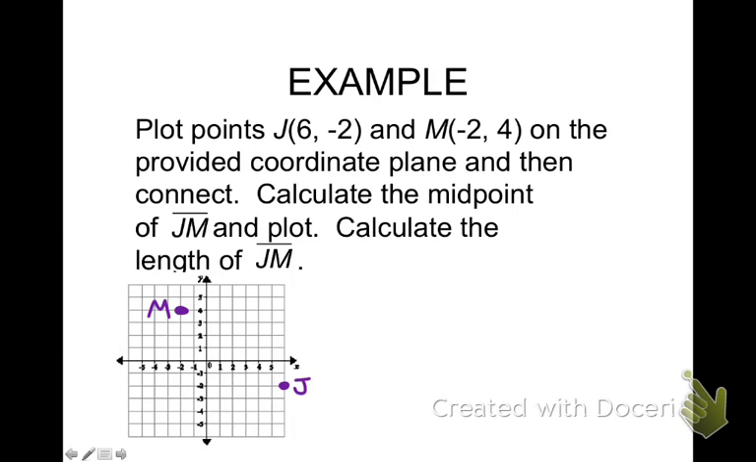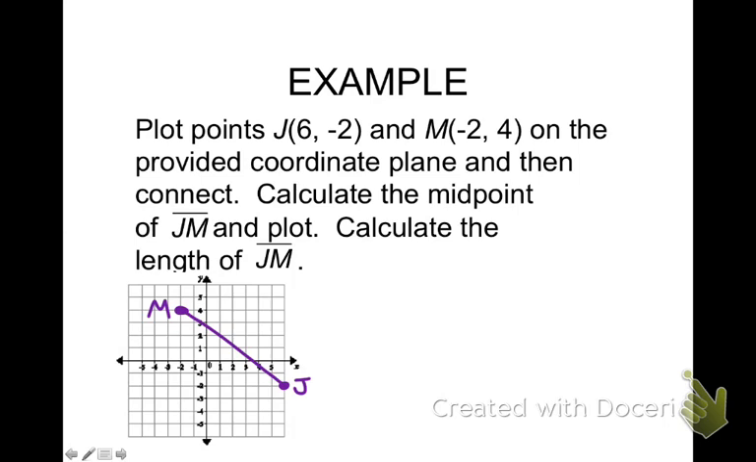As best as you can, try to make the straightest line. If you have just the side of a folder or something, you could use that for a straight edge, or maybe you're just really good at making straight lines. Try to make a straight line connecting M to J. All right. Now, calculate the midpoint of JM.